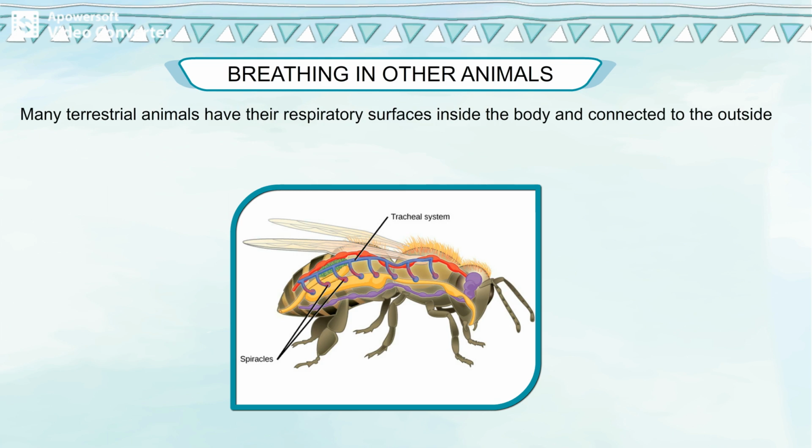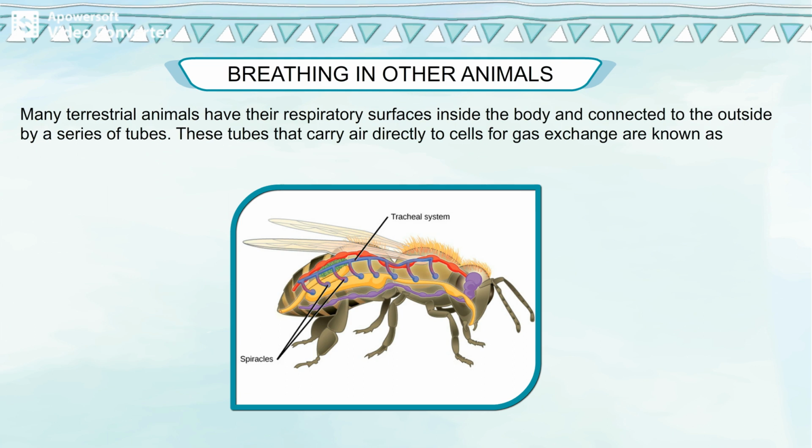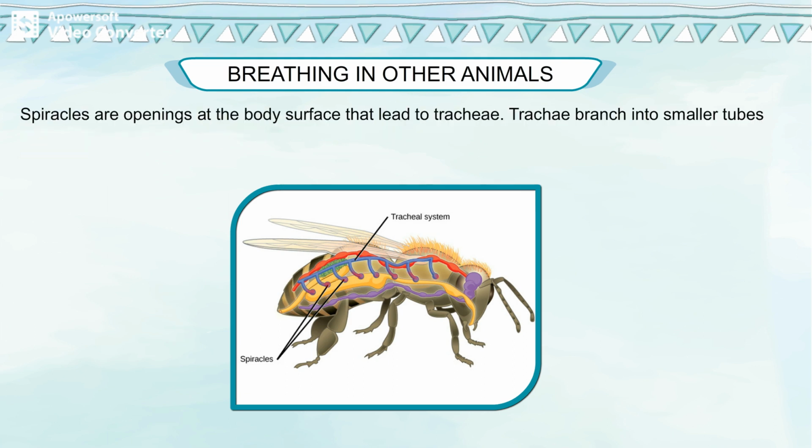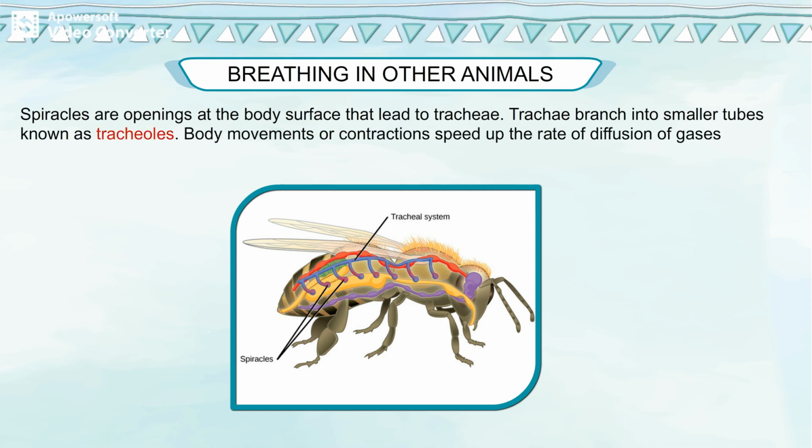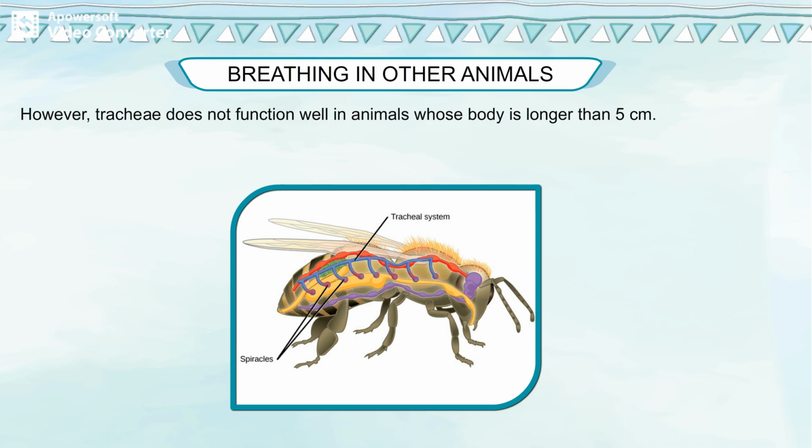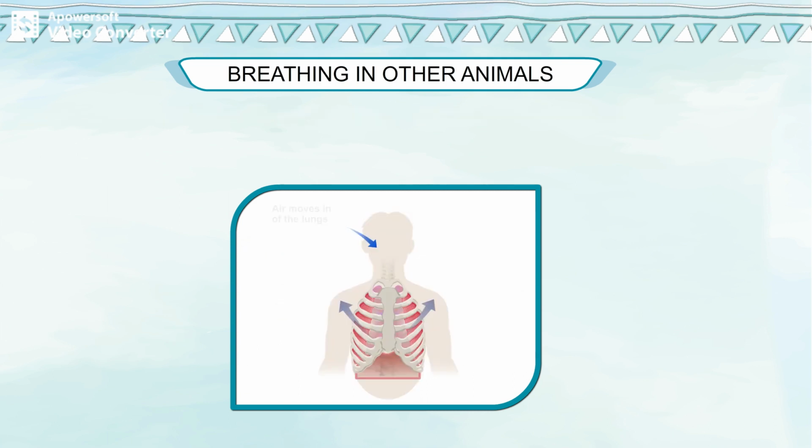Many terrestrial animals have their respiratory surfaces inside the body and connected to the outside by a series of tubes. These tubes that carry air directly to cells for gas exchange are known as tracheae. Spiracles are openings of the body surface that lead to tracheae. Tracheae branch into smaller tubes known as tracheoles. Body movements or contractions speed up the rate of diffusion of gases from tracheae into body cells. However, tracheae do not function well in animals whose body is longer than 5 cm.